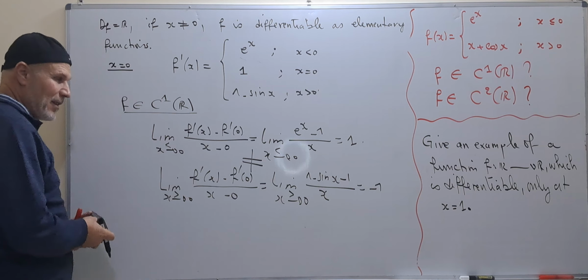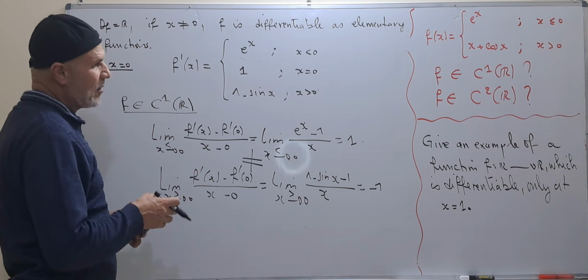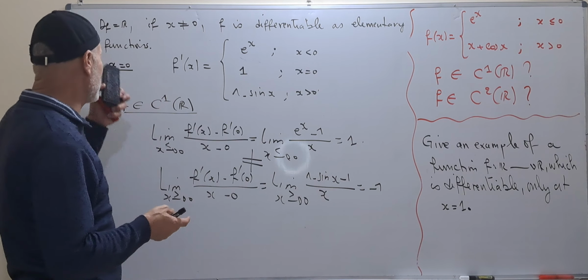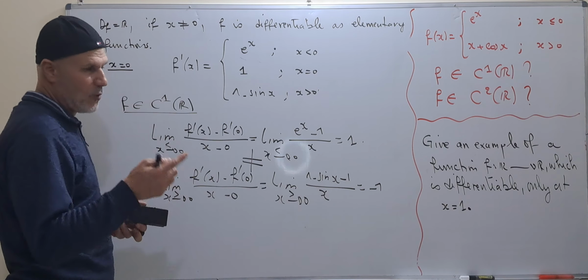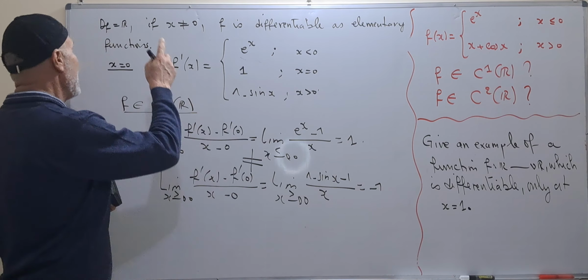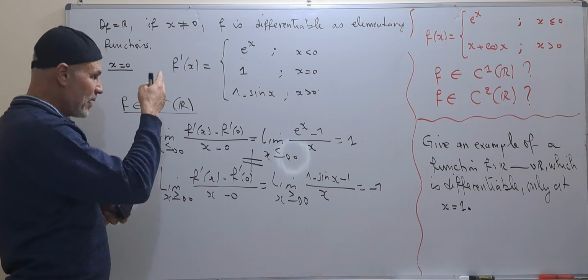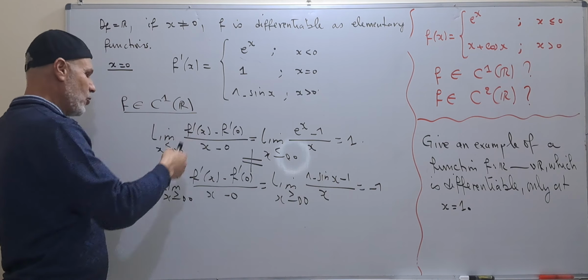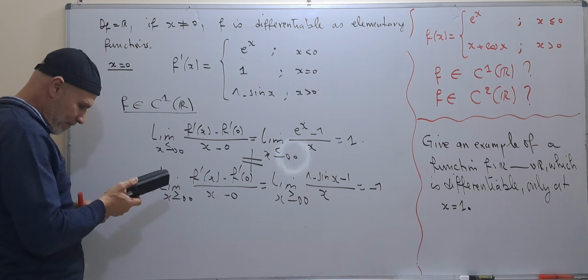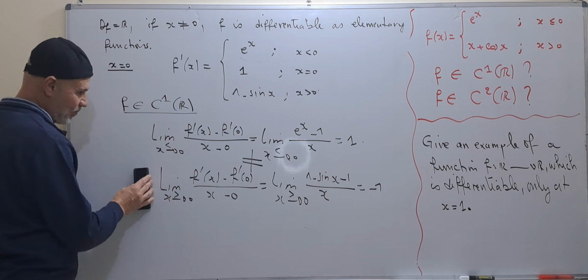This means that f isn't twice differentiable on R, but it is twice and more, n times differentiable on R star. But on R, it is not twice differentiable at x equal to 0. So the answer to the question is no, it is not of class C2.